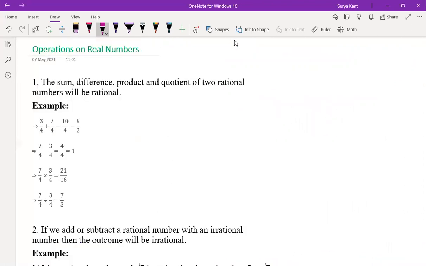In operations on real numbers, first, the sum, difference, product, and quotient of two rational numbers will be rational. Means if you add, subtract, multiply, whatever you do with two rational numbers, that will always be rational.